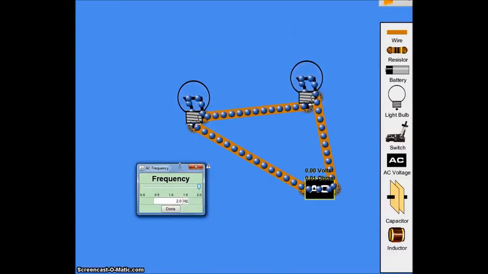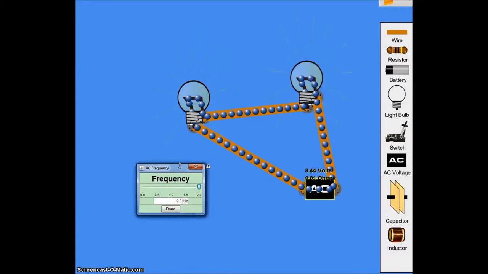Now imagine this times 30. You wouldn't be able to tell the difference between flashing or on and off. It would just be constant on. And that's what happens in your houses. You can't tell the difference between on and off, and you can't tell when the electrons are switching back and forth.